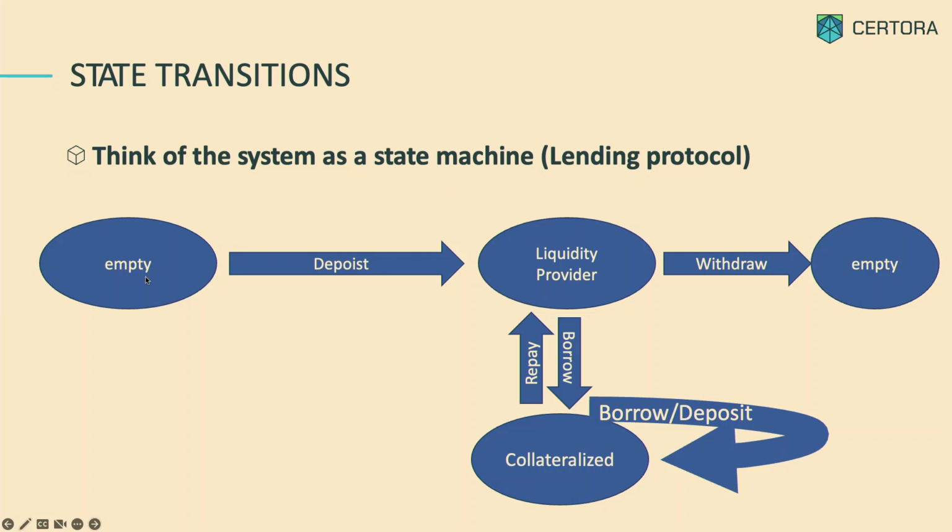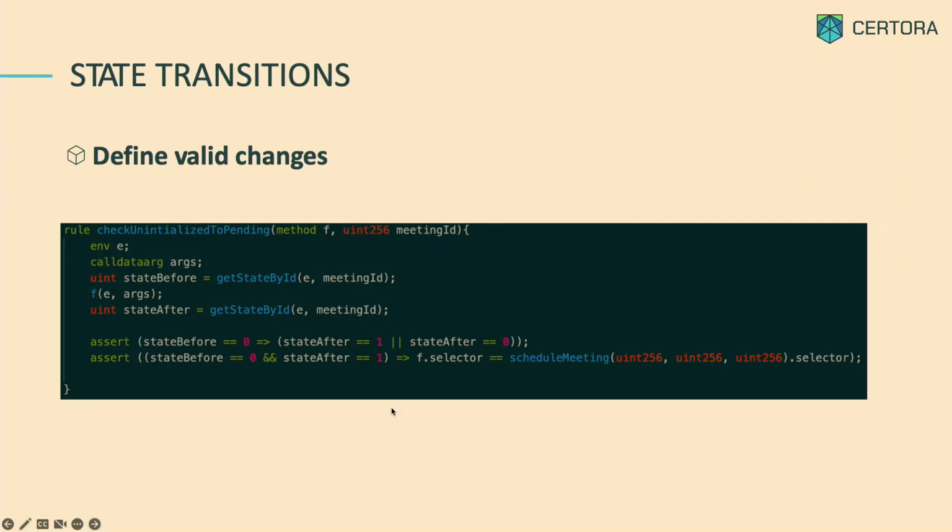One should not be able to be in the empty state and borrow. One should not be able to borrow and move out of the collateralized state, becoming uncollateralized. So this is also a very strong way to think about the system, and then we can define valid changes in a rule. Here we have an example. We just define a state, for meetings or something like that, but we can think about it for anything. And we check the change.